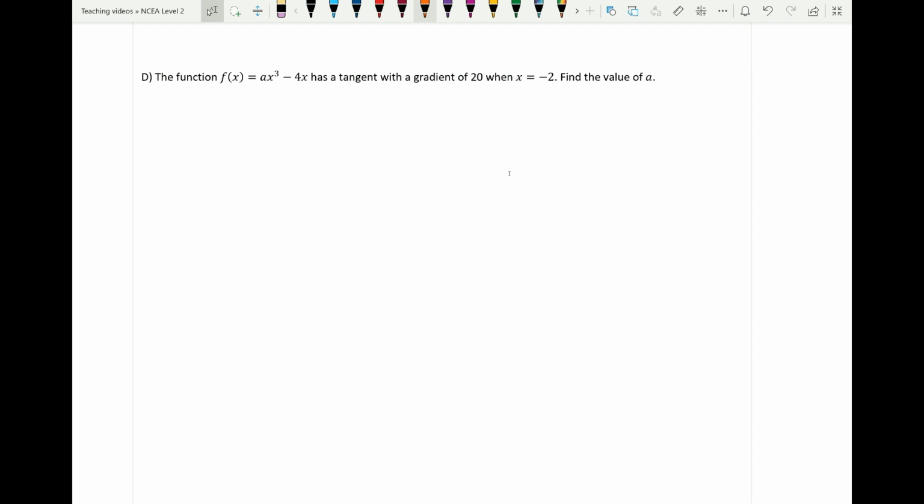So gradient of 20 when x equals -2. And we need to find the value of a, so a being this number here. We've been told the gradient is 20 when x equals -2. So what we can tell from that is, anything to do with gradients is going to require differentiation.